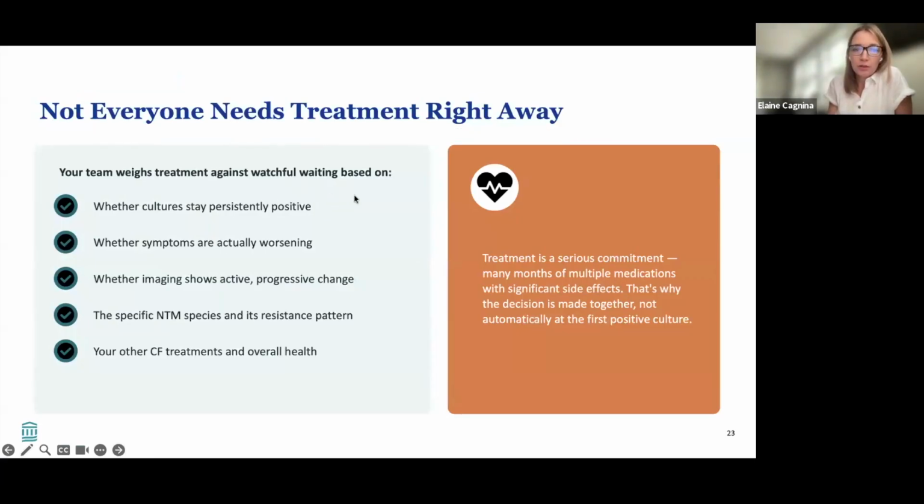So your team will weigh treatment against watchful waiting based on whether your cultures stay persistently positive, whether the symptoms are significant and worsening, whether your imaging shows active progressive changes, the specific NTM species and its resistance pattern. If you have a very drug-resistant organism, then the risks of creating more drug resistance may outweigh the benefit of treatment, and then your other CF treatments and your overall health. I think your age and your clinical picture come into this a lot, because again, not everyone can tolerate treatment, and so we need to make sure that people are in a good position to commit to a treatment course like this.